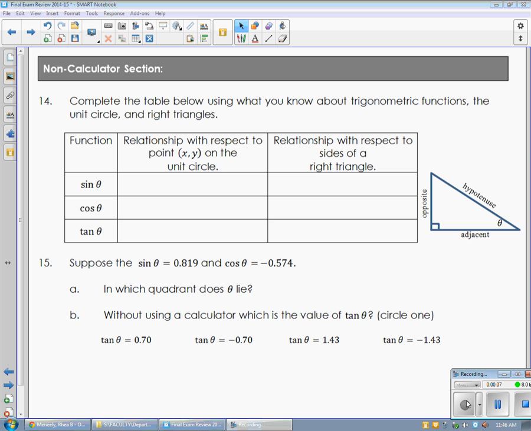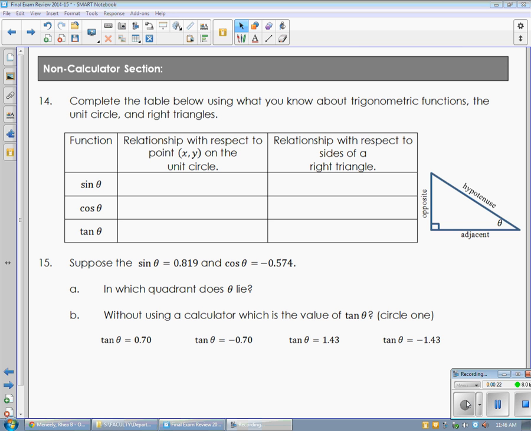This time we're working on the non-calculator section, so you have to be able to do every single one of these problems without a calculator. We're going to start with our trig section, and again, this is a section you guys did really well on, so I expect you guys to do pretty well on the final exam.